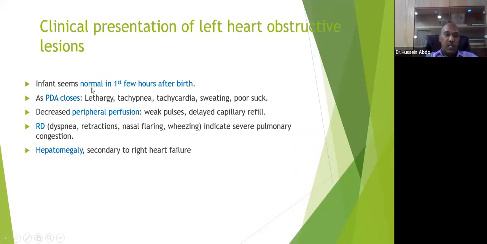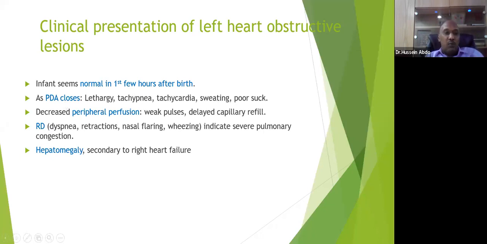This was already mentioned by Dr. Bashir, it's a left-sided lesion. This patient will present with collapse and low cardiac output if the PDA closes. And as mentioned by Dr. Bashir, the PDA can close in the first week of life and even in the first few hours of life, and this patient might present.